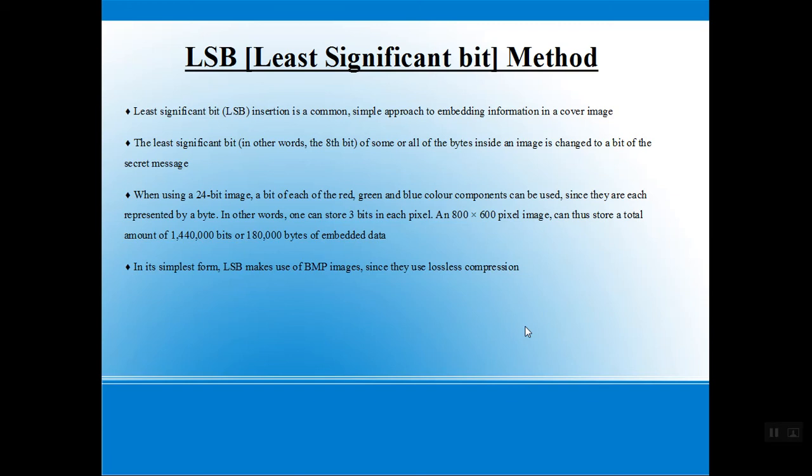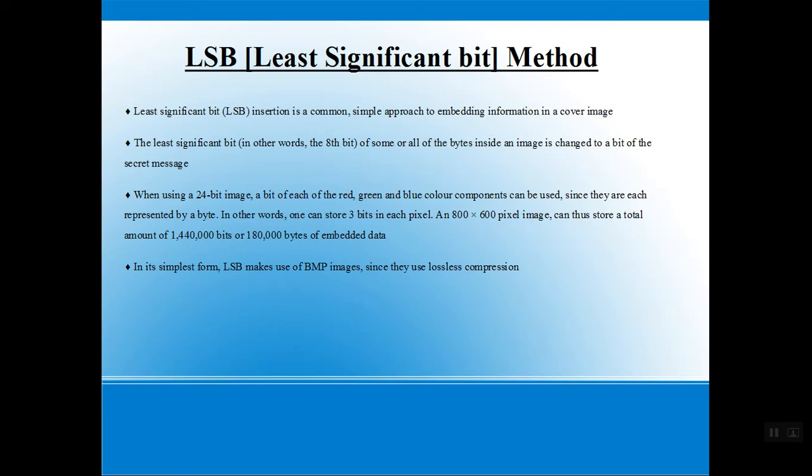Moving on to our next topic, that is LSB methods or the least significant bit method. In general, the 8th bit is known as the least significant bit. Now, when using a 24-bit image, a bit of each of the red, green, and blue color components can be used, since they are each represented by a byte. In other words, one can store 3 bits in each pixel.